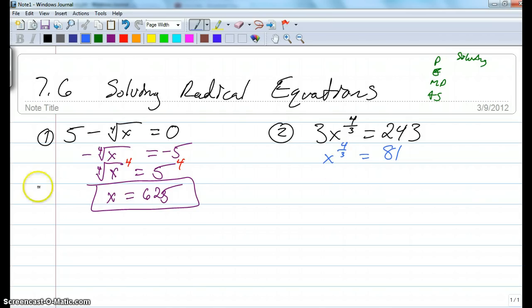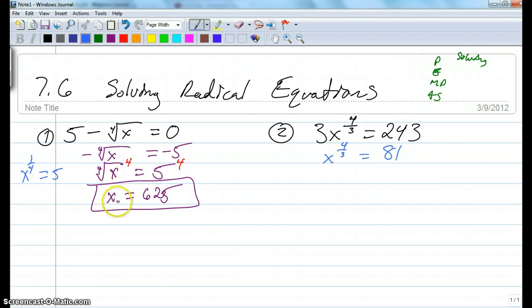Let's go back here. What if we had this number 1 in exponent form? Well, this would be x to the 1/4 power. Oops, sorry, it's all bleedy, my screen on my computer. x to the 1/4 power equals 5.